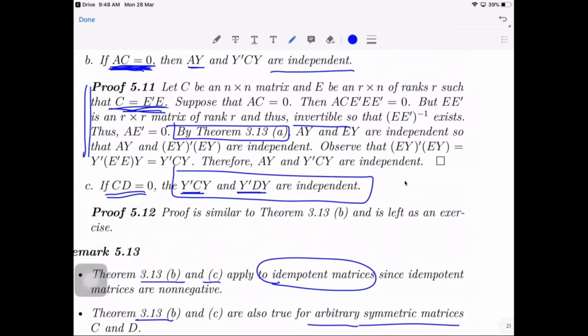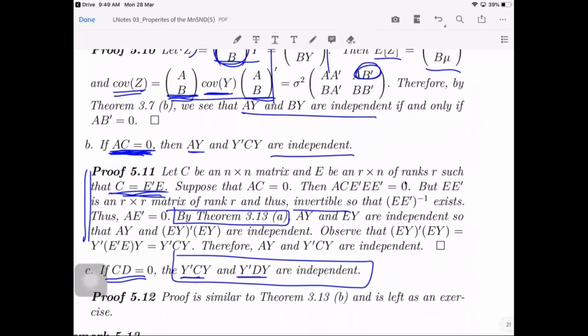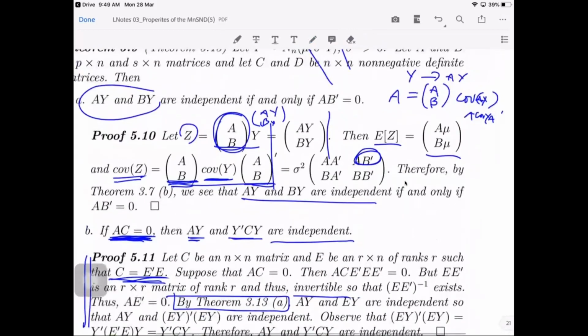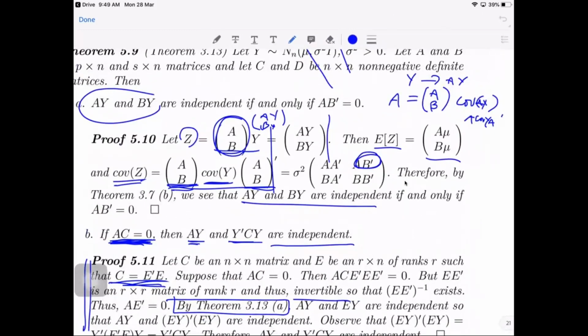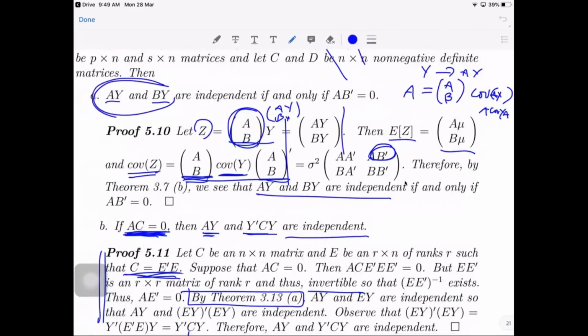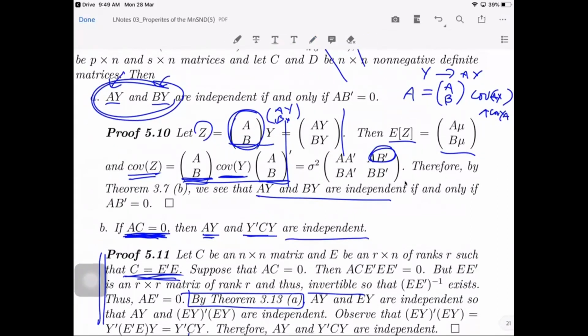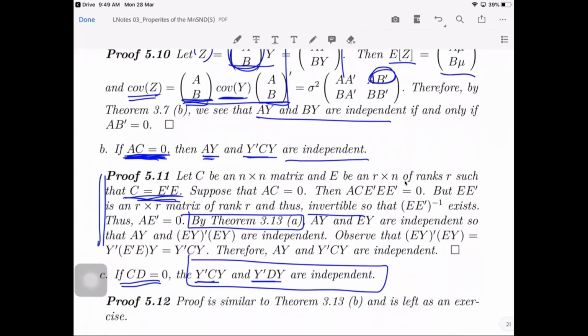Quadratic forms: Y prime CY, Y prime DY. So this one is a linear and quadratic form, and the other one is purely linear. Okay? So you can show independence of two linear estimators once you put them in this form, with predetermined matrices A and B. If you can show that AB prime is 0, then the two estimators are independent.